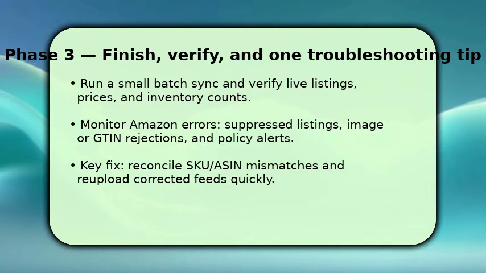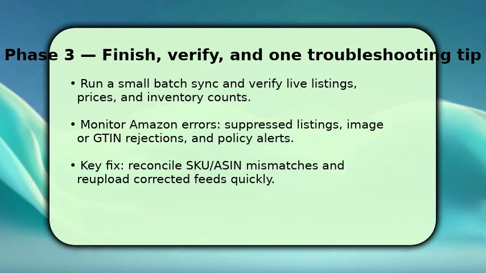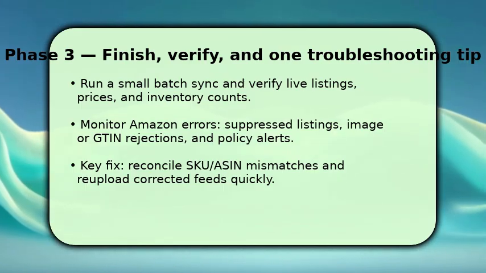If issues occur, reconcile SKU to ASIN mismatches, correct product identifiers, then reupload only the affected SKUs. Finally, document the change and schedule regular audits so future syncs run smoothly.